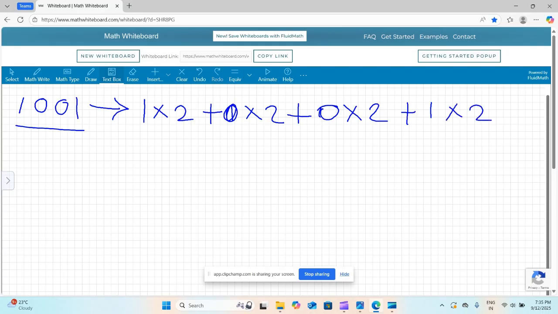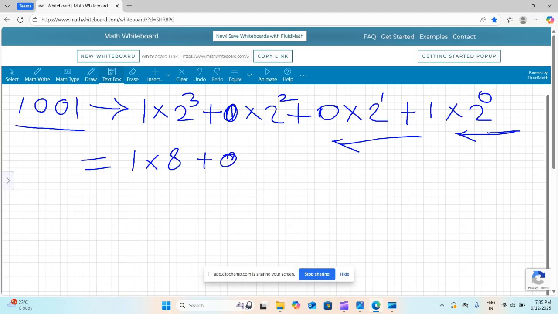Whenever you move from this side to this side, they are the successive powers of 2. So 2 raised to 0, 2 raised to 1, 2 raised to 2, 2 raised to 3, like this we will add. What is 2 raised to 3? It is 8. What is 2 raised to 2? It is 4. What is 2 raised to 1? It is 2.